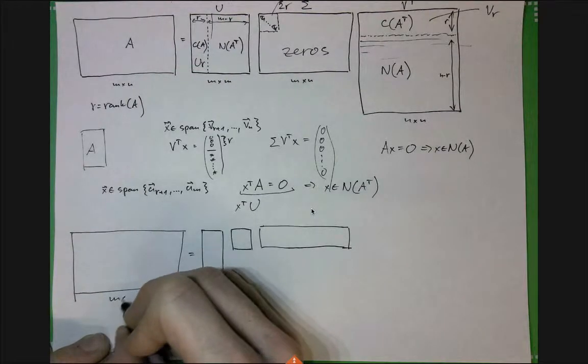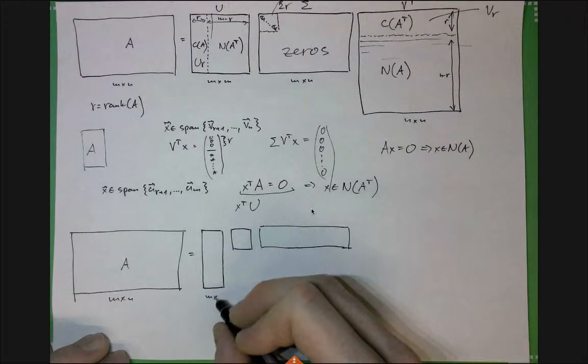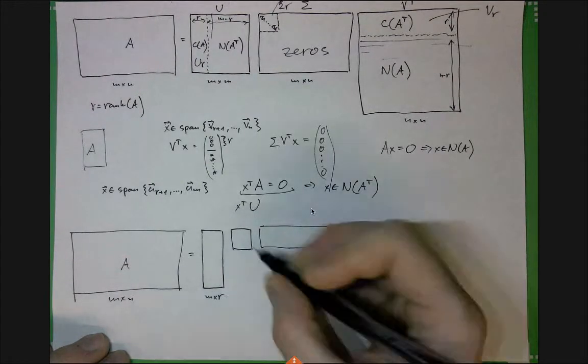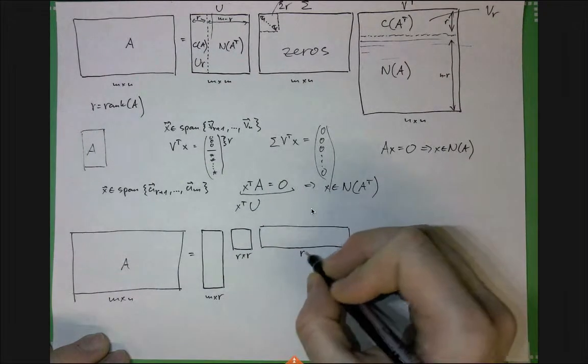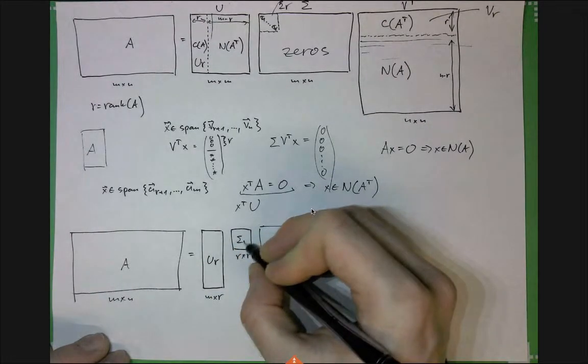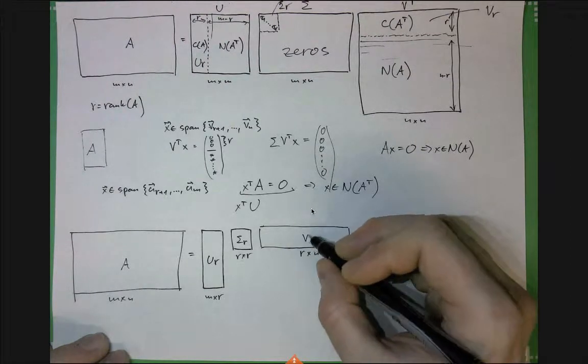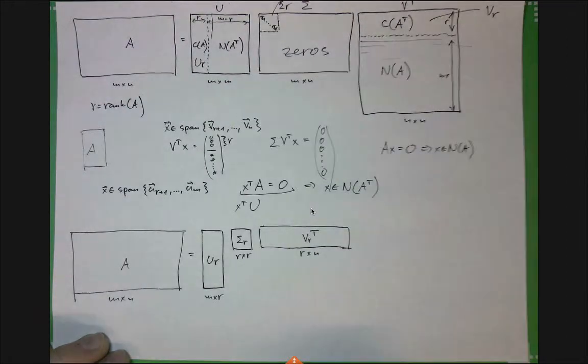So this is still an m by n matrix. It's still A. Now this is not m by m, but it's m by what? R, of course. This is R by R, and this is R by n. So this is UR, this is sigma R, and this is VR transposed. What's the cool thing about sigma R? That's actually why I'm doing this in the first place.